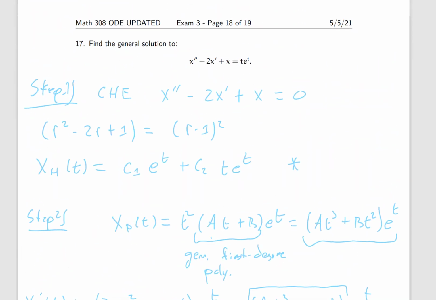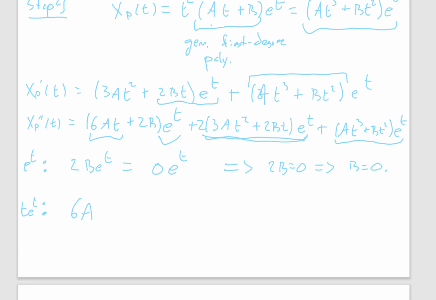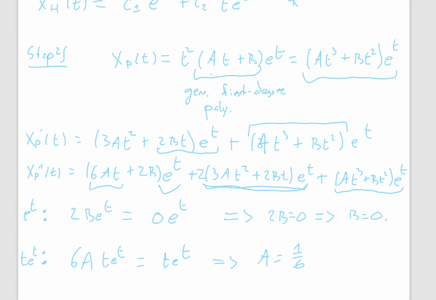What about xp prime? I'm subtracting off 2xp prime. What's the coefficient on t e to the t from xp prime? The only one that could be is the 2bt times e to the t, but again, b is equal to 0. So the t e to the t terms on the left-hand side, when I plug xp into the differential equation, are just 6a t e to the t. On the right-hand side, you just have t e to the t. So this implies that a is equal to 1/6, and xp is 1/6 t cubed e to the t.